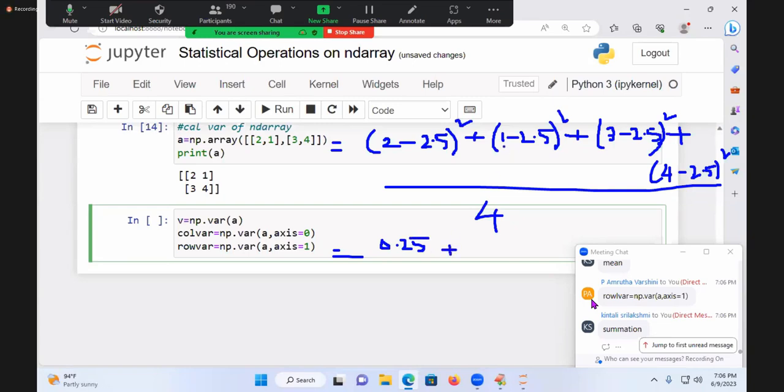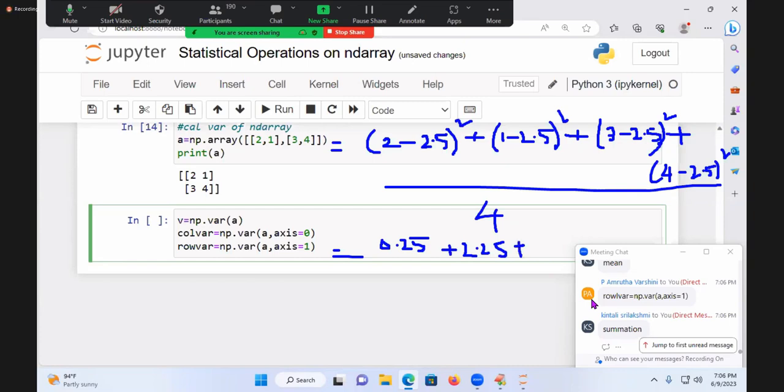Plus 1 minus 2.5 means what? 1.5. 1 minus 2.5, how much, students? 1.5 whole square is what? 2.25. 1.5 into 1.5 is how much? 2.25. You don't have even small mathematics knowledge, how is it?